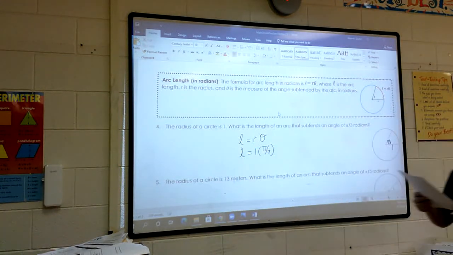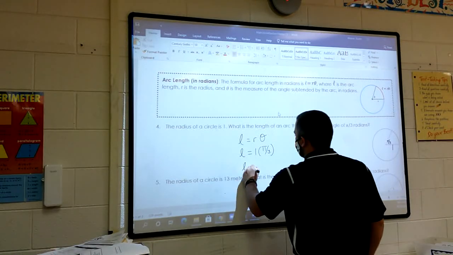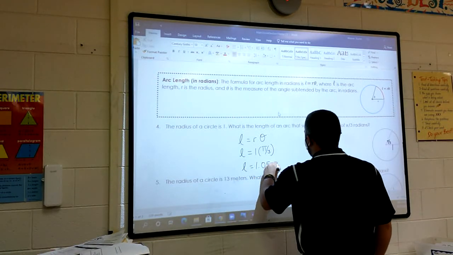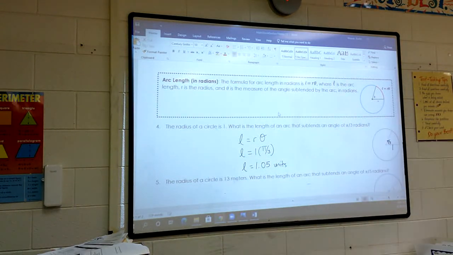So we say 1 times pi over 3. And if we do that in the calculator, you're going to get 1.05. So the length is 1.05. In this case, they don't give you a unit of measurement. Typically, they'll tell you if it's in meters or feet, like they do in number 5. In this one, they didn't tell us, so I just put units. So basically, you need the radius and the angle if you want to find the arc length.